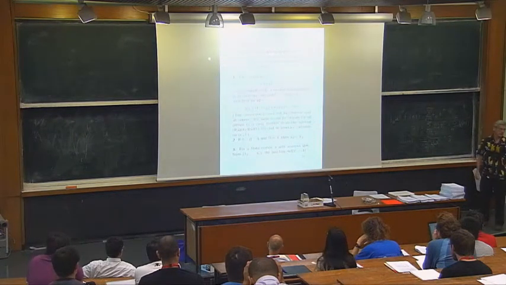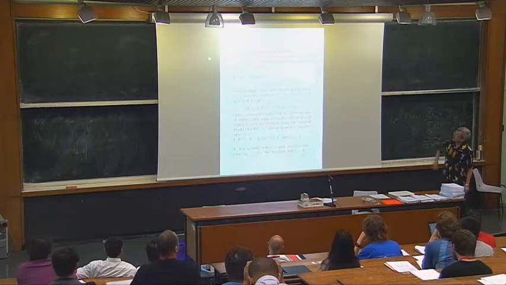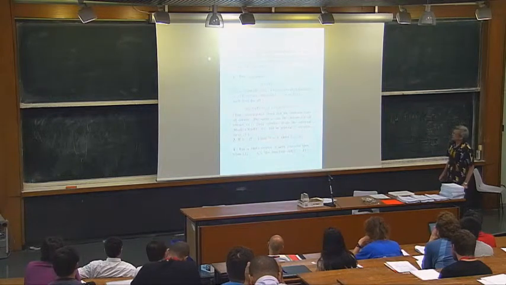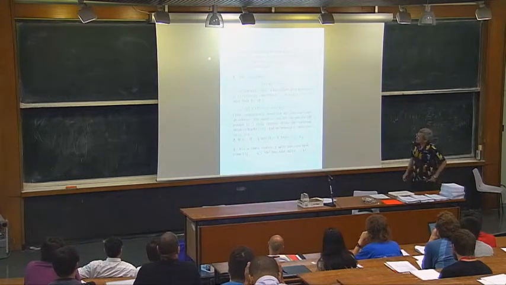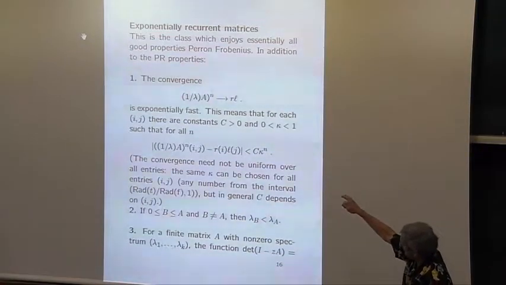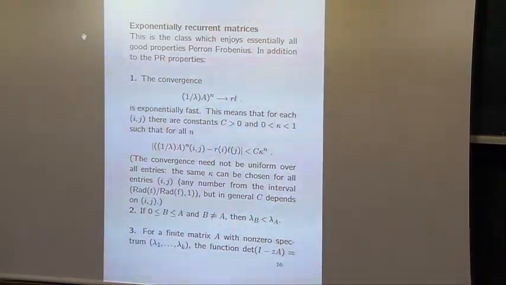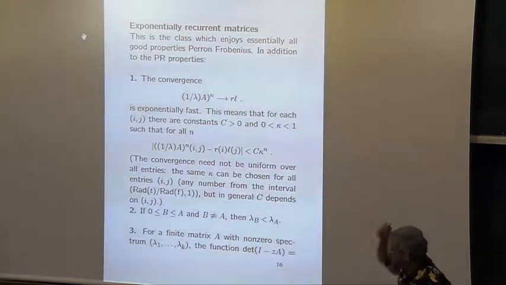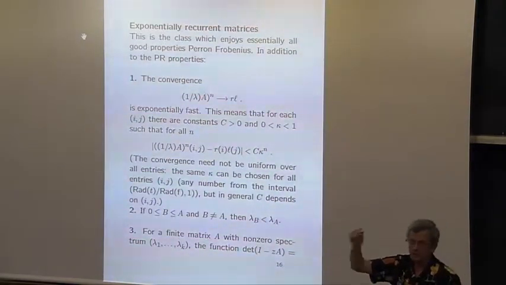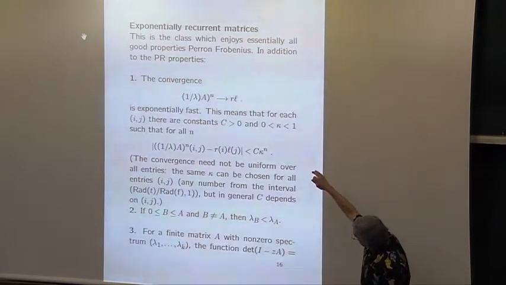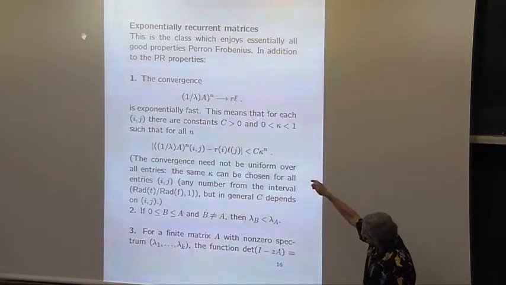Okay, and now what about exponentially recurrent? All right, well, this is the class which enjoys essentially all good properties, Perron Frobenius. So in addition to the positive recurrent properties, we have the following. If we look at this convergence of 1 over lambda A to the n converging to RL, this convergence is exponentially fast. Okay. Now, it's not uniform convergence. Okay, that's too much. But if you look at any entry and you look at the convergence in that entry, that convergence is exponential.